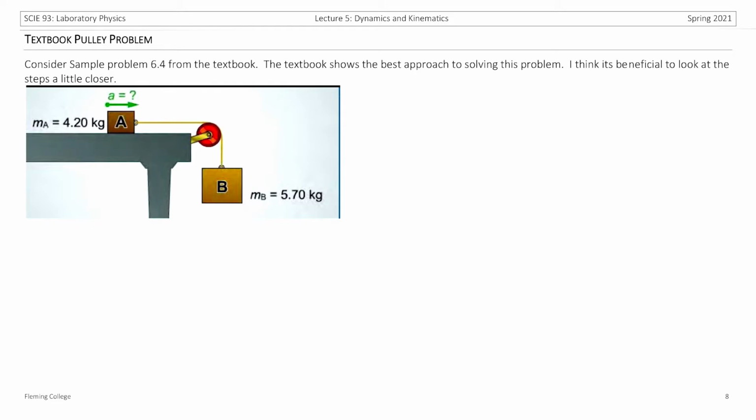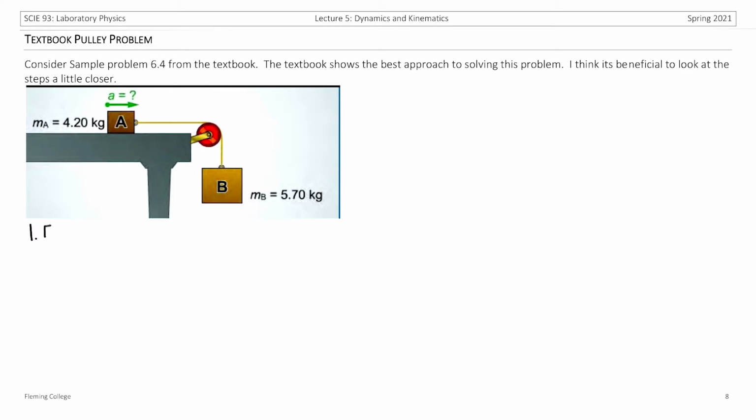Next week, you're going to read chapter 6. Consider the sample problem 6.4 from the textbook. Now, the textbook shows the best approach to solving this problem, and I'm not reviewing it to change that idea. But I do think it's beneficial to look a little closer at several of the steps. The textbook follows all of the same procedures.